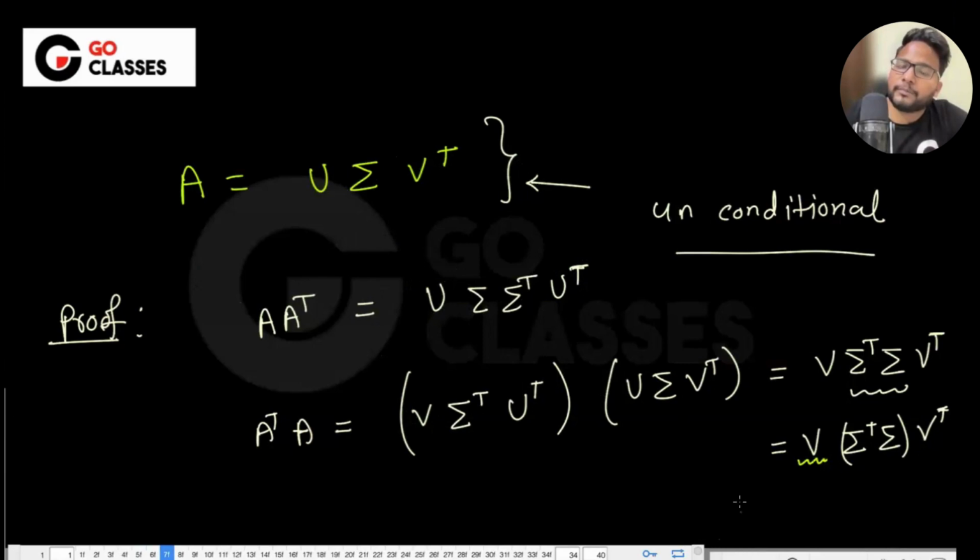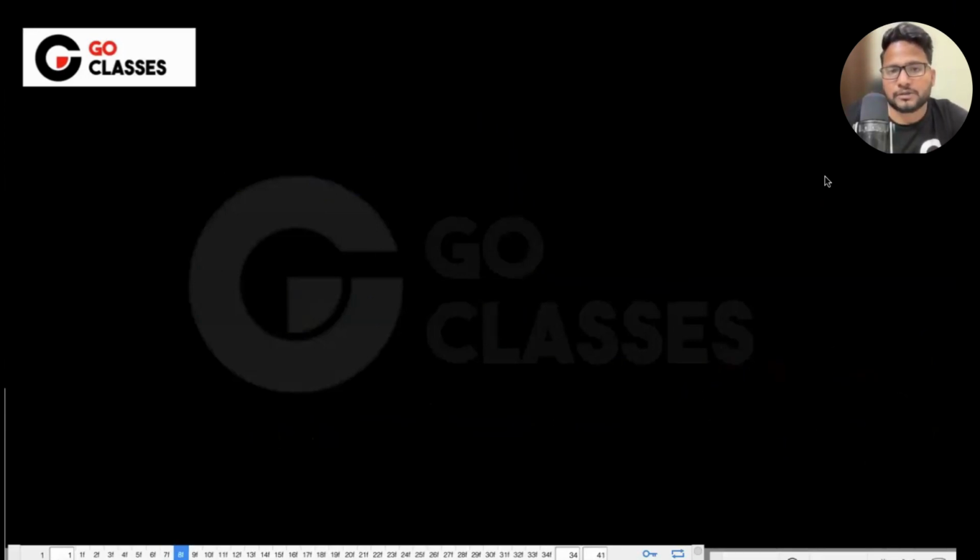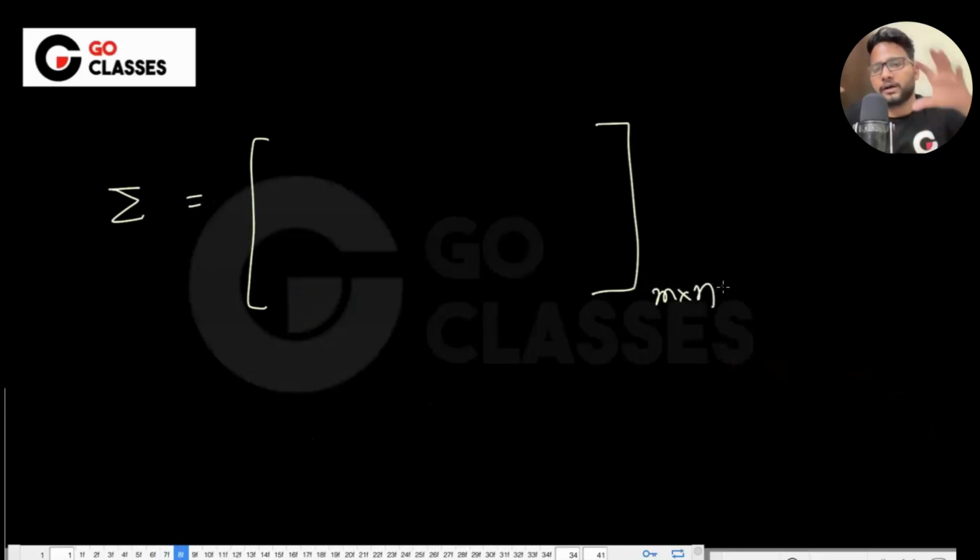Whatever the dimension of sigma, it doesn't really matter. Let's suppose it is m cross n. It could be a wide matrix or a skinny matrix, whatever, but sigma transpose sigma will always be a square matrix. Let's suppose this is sigma 1, sigma 2, up to sigma m, and then after that the remaining entries are zeros.